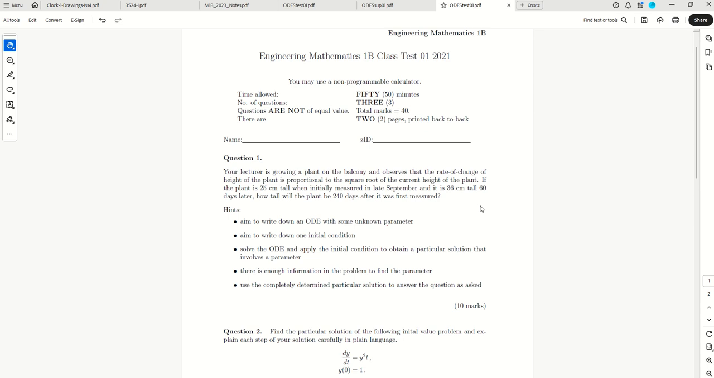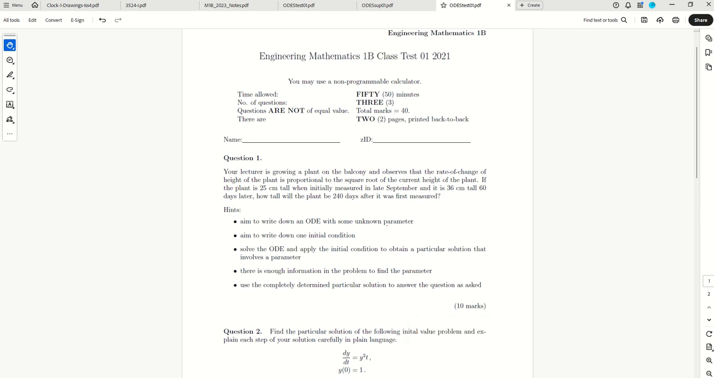assuming that the growth of the plant remains the same throughout, which, 240 days is roughly 3/4 of a year. So there's going to be seasonal changes that will affect growth, and we're just going to assume that they don't have much impact.